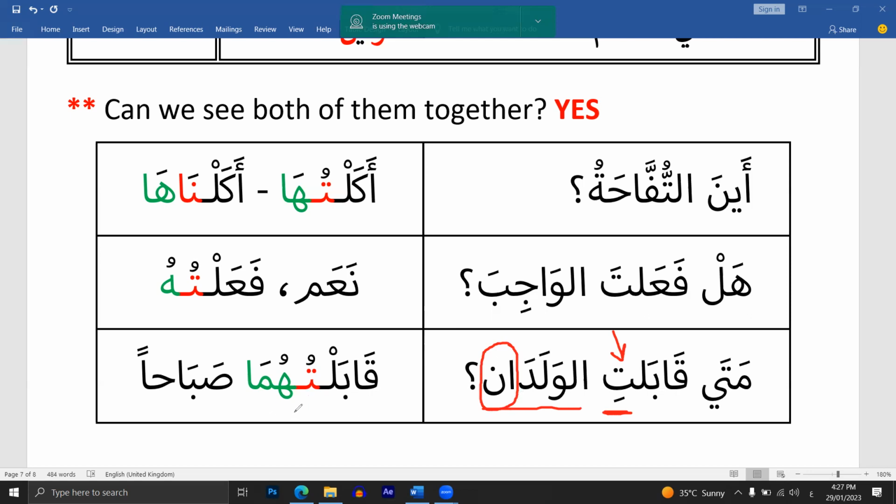And then she answered قابلتهما. قابلت, again, this one replacing I, I met them. هما is reflecting this noun الولدان. قابلتهما صباحا. So as you can see here, we can see a full verbal sentence in one single word. If you remember, when we talked about the types of sentences, we said in most cases you will see a sentence contains more than one word. But sometimes, as we see here, we can see a full sentence in one single word.